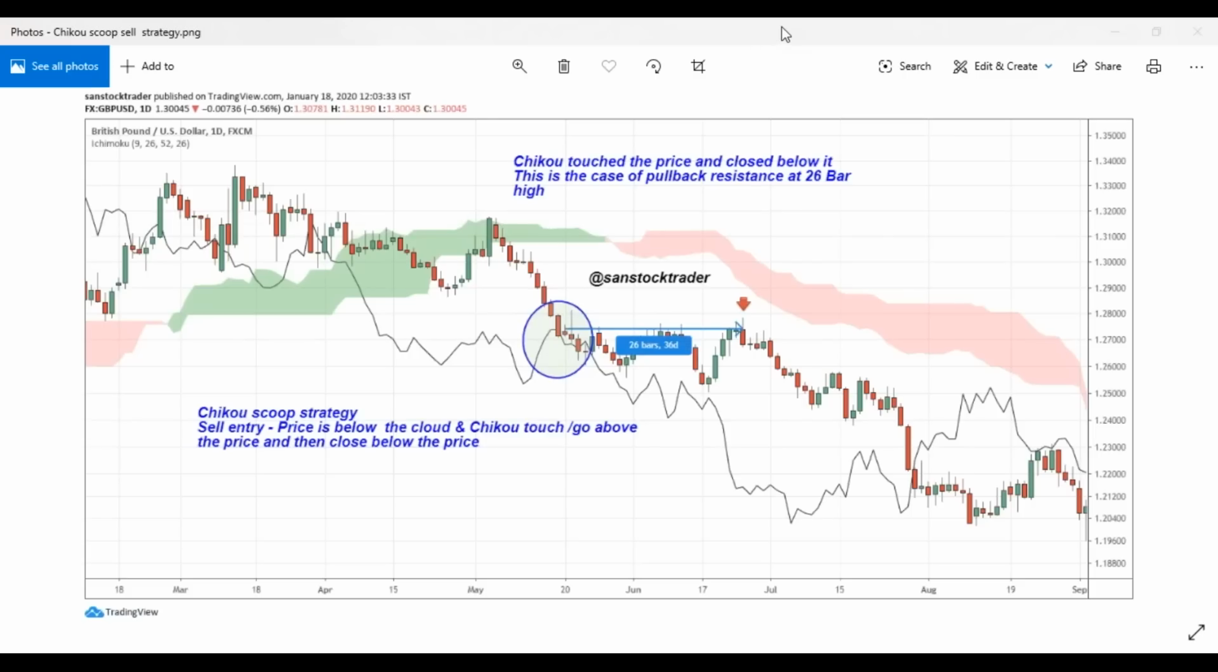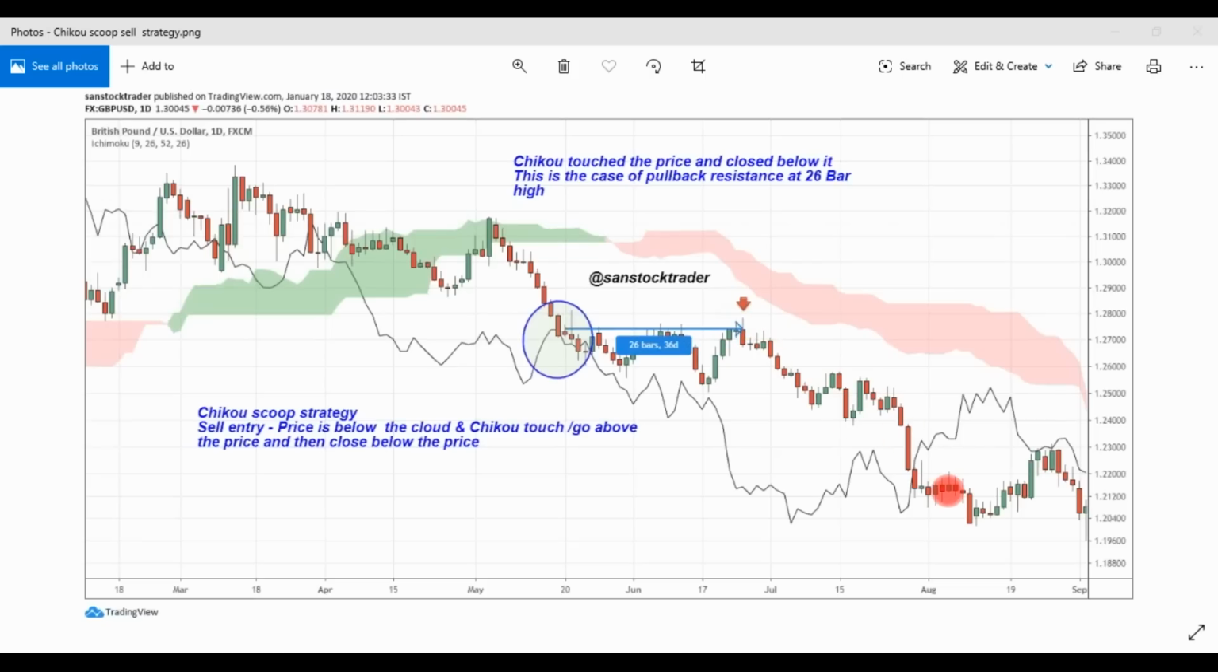Chikou at this level, one minute. At this level, Chikou touched this red candle and immediately got rejected. That means we shorted here at the 26 period high, and see the nice down move.